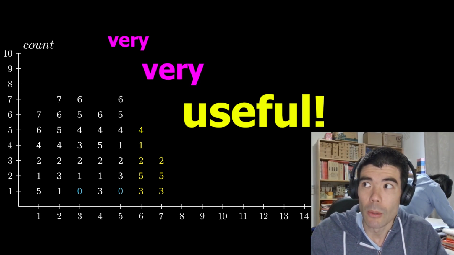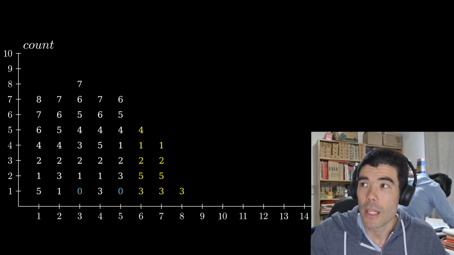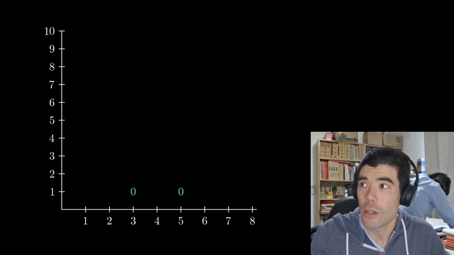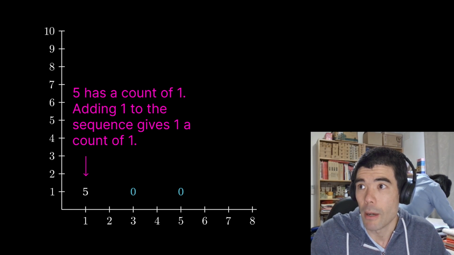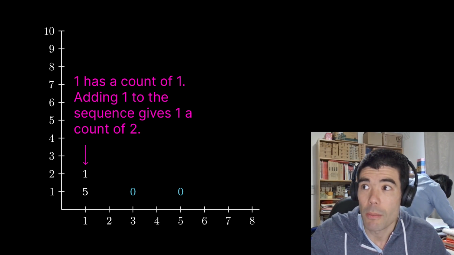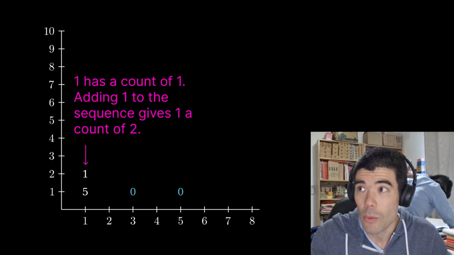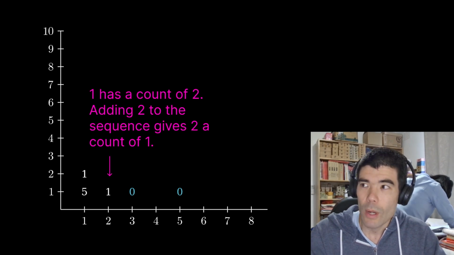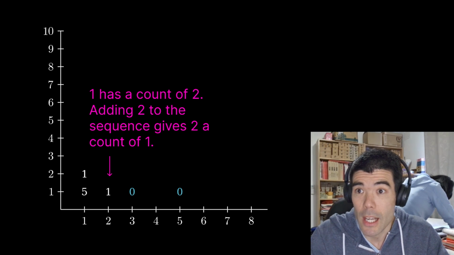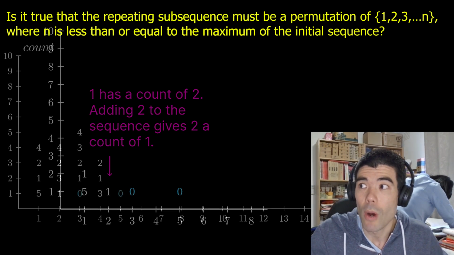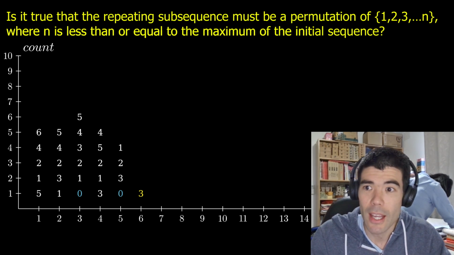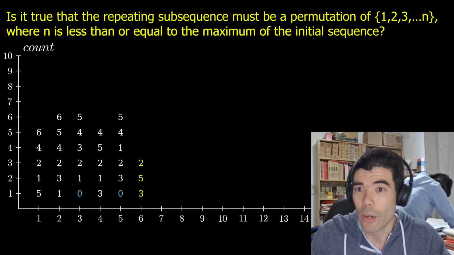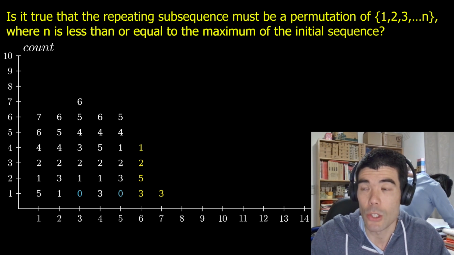To explain it a little bit more clearly, if we take an example with the initial sequence 3, 5, we put a 0 above 3 and a 0 above 5. Then the 5 has a count of 1, so we place a 5 above 1. Then 1 has a count of 1, so we place a 1 above the existing 1, which gives 1 a count of 2. So once we understand this histogram representation, we can use it to show why the repeating subsequence must be a permutation of 1, 2, ... to n, where n has to be less than or equal to the maximum of the initial sequence.